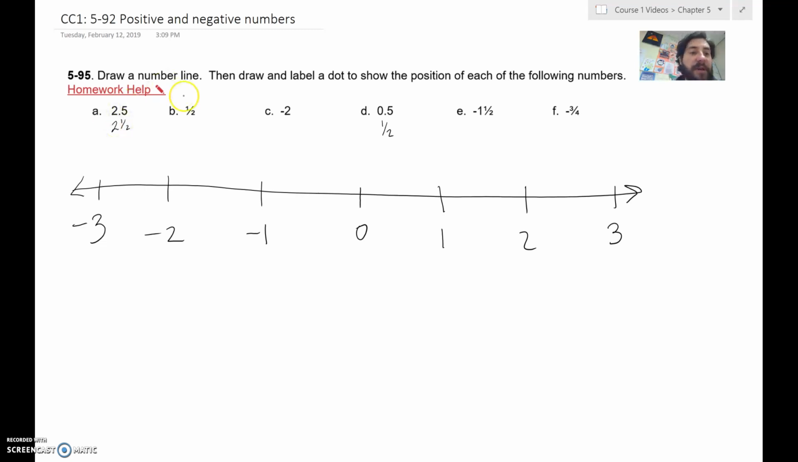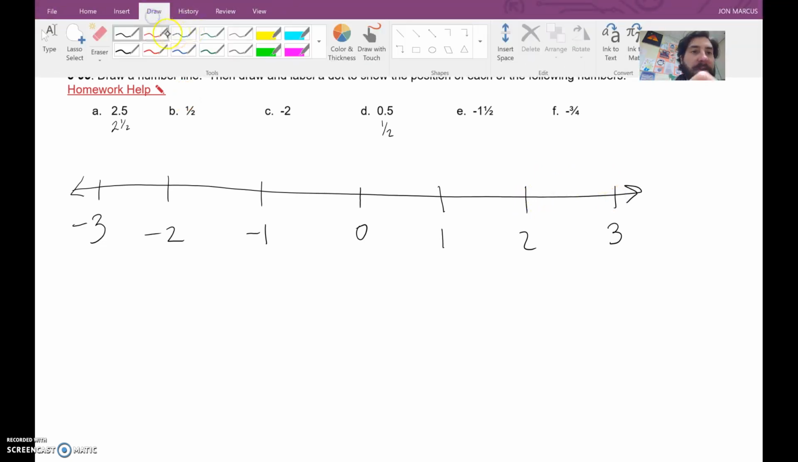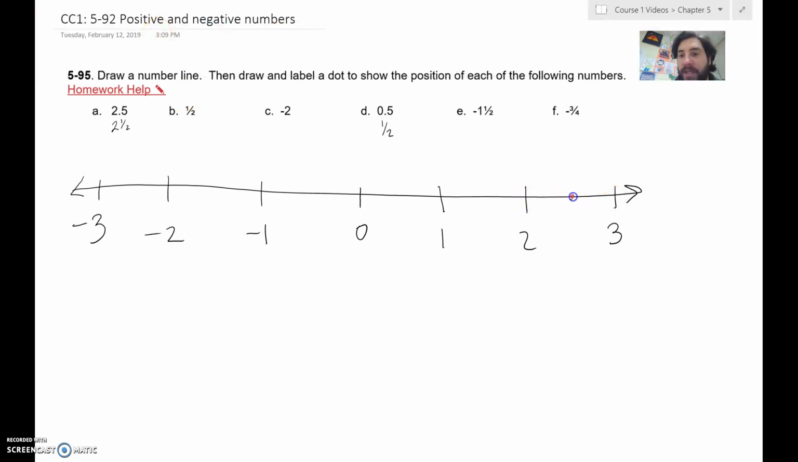So the first thing is, where is 2.5? Well, 2.5 should be right in between 2 and 3. So I'm going to put a dot. Let's do red. So I'll put a dot right in between there and say that that is where 2.5 goes. Where should half be? Well, it's less than 1 whole, right? It's actually a half. So half, 1/2 is right there, right in between 0 and 1.